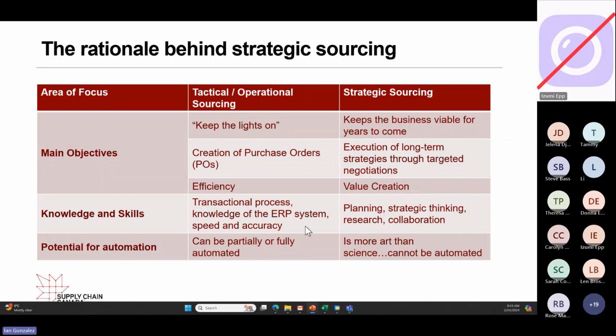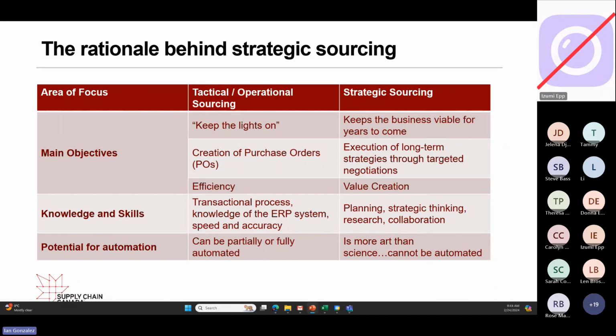With the people in operational sourcing, it's about just mastering the transactional process, and mastering your SAP or Oracle system, so speed and accuracy. Whereas in strategic sourcing, it's about planning, strategic thinking, research, collaboration. It's a completely different skill set. Can you automate operational sourcing? Yeah, it can be partially or fully automated.